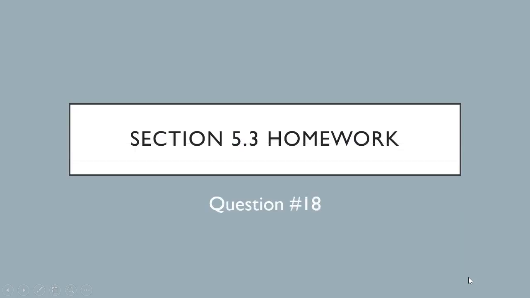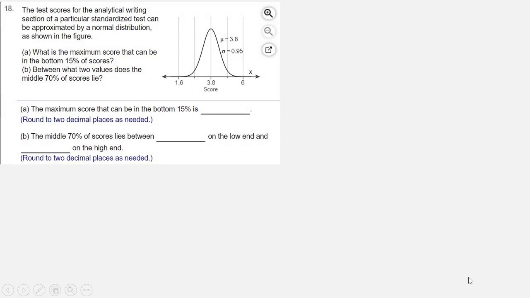Looking at homework from section 5.3, this is question number 18. The test scores for the analytical writing section of a particular standardized test can be approximated by a normal distribution, as shown in the figure. A. What is the maximum score that can be in the bottom 15% of scores? B. Between what two values does the middle 70% of scores lie? The mean of this curve is 3.8, and the standard deviation is 0.95.